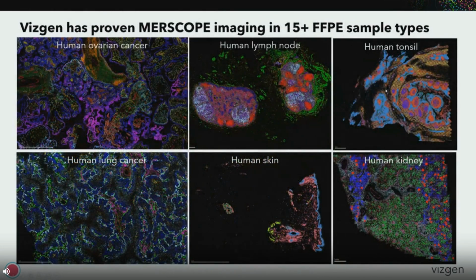So overall, we have demonstrated MERSCOPE imaging in 15 FFPE sample types, and here are a few representative MERSCOPE images on different tissue types. For example, human lymph node, tonsil, non-cancer, skin, and kidney. And I hope these images illustrate the spatial architecture of different tissue types and how important it is to have a really highly sensitive and versatile tool to profile gene expression and cell types.